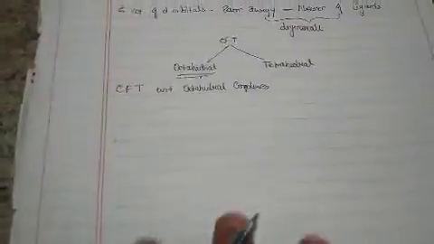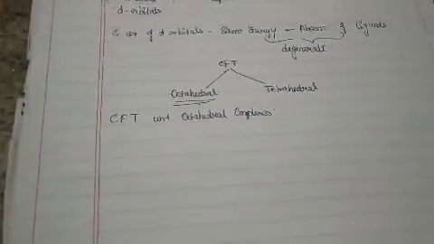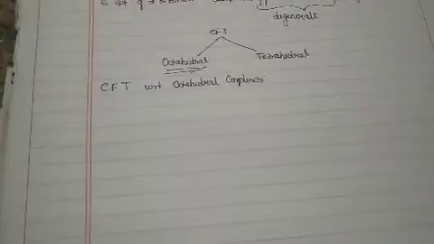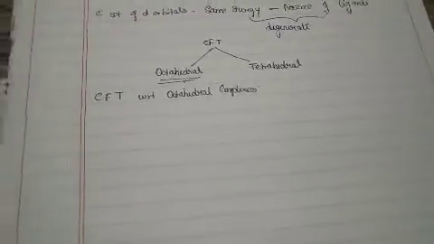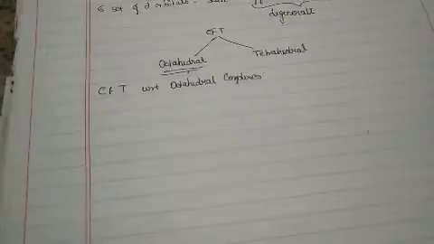Now we are going to see the crystal field theory with respect to octahedral complexes. According to this, whenever a ligand approaches the central metal atom or ion, the d orbitals get split into 2 sets: one set of higher energy and another set of lower energy. The d orbitals dxy, dyz and dxz are in between the axes, whereas dx square minus y square and dz square are on the axes.